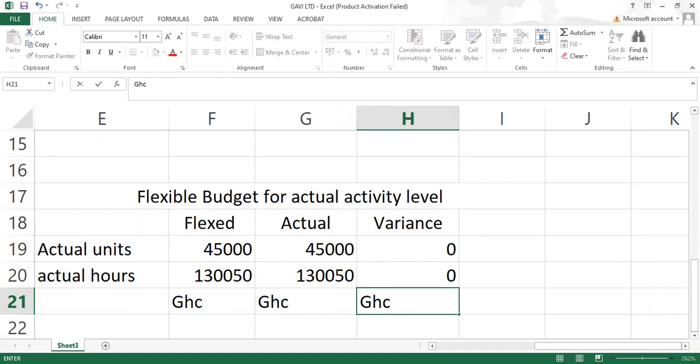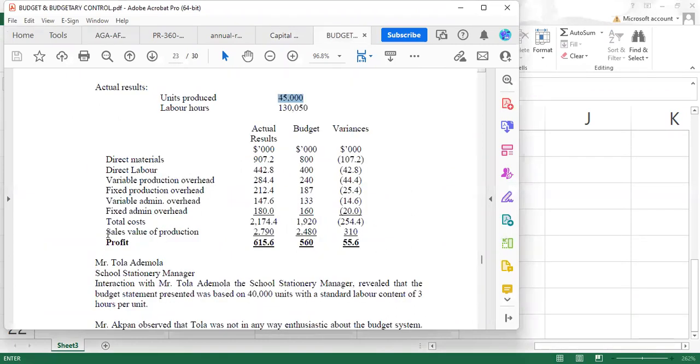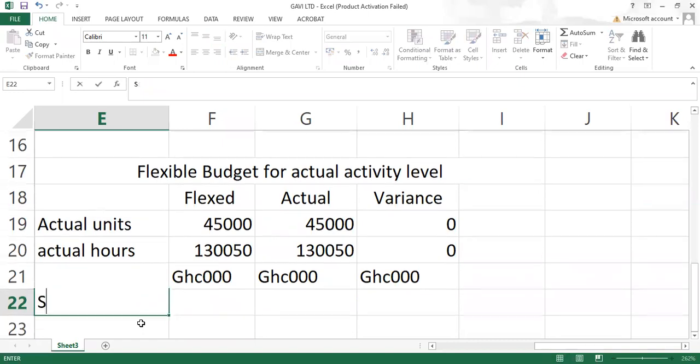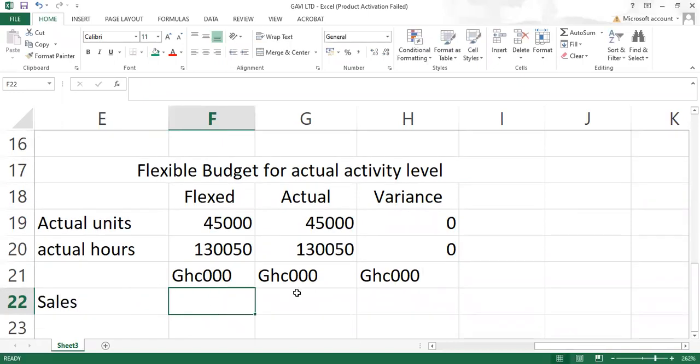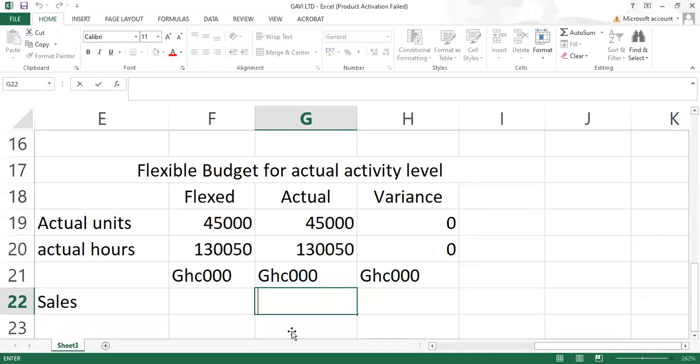So the first item that will come there is what? Let's look at this one. Sales value of production. Okay. The first item will be what? Sales, right? Yes. So what is the actual value for the sales? 2790. There are 3 zeros at the top. So let us maintain the 3 zeros at the top. So we have sales. So the actual is 2790. Okay.